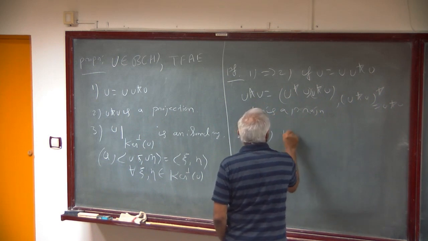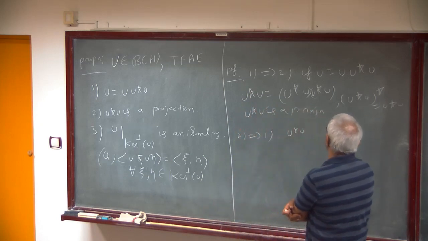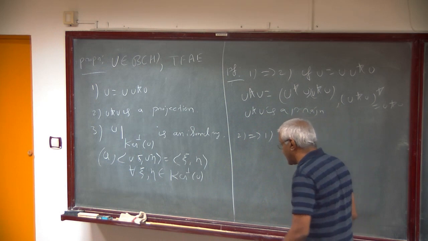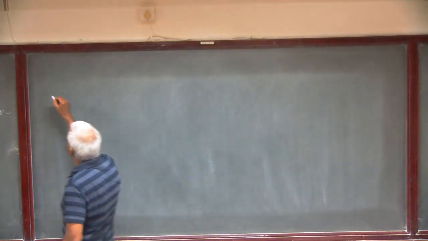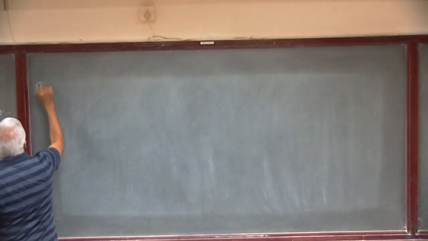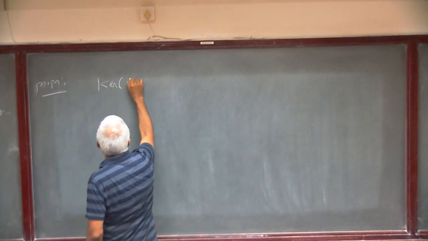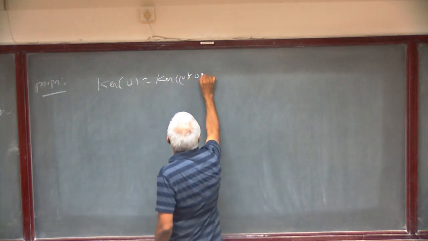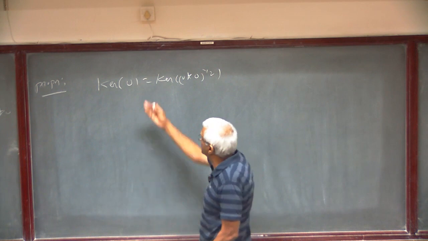So u star u is a projection. I have to prove something we haven't done, so I'll prove it as a separate lemma. We want to prove that the kernel of u is equal to the kernel of u star u. In fact, we will do this with the kernel of (u star u) to the power half. This is a positive operator. u star u is positive; any t star t is positive. This is for general u.